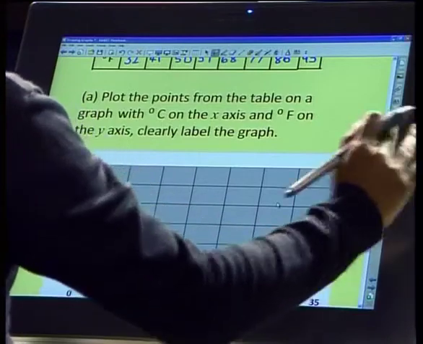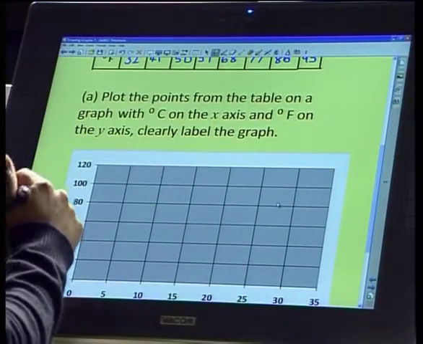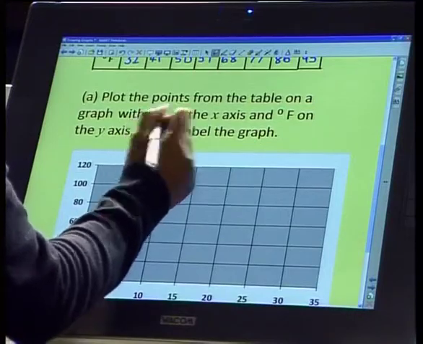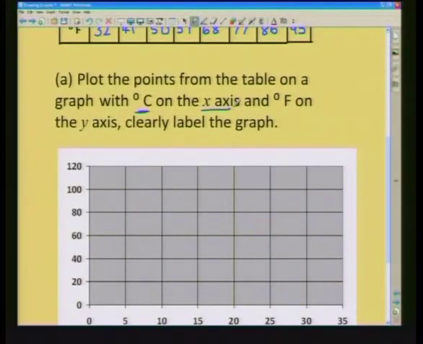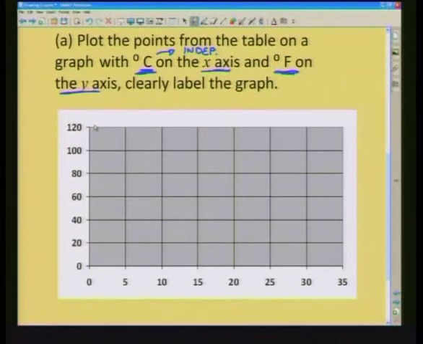They then ask us to plot the points from the table on a graph with the degrees Celsius on the x-axis. So when you read your question, make sure you understand what they're saying. If they say degrees Celsius is going on the x-axis, what they've said to you is that degrees Celsius is the independent variable, and this will force changes in the dependent variable, which is your degrees Fahrenheit. So in other words, any change in degrees Celsius would mean a change in degrees Fahrenheit, which we will plot on the y-axis, and we call that our dependent variable because it depends on the temperature in degrees Celsius.